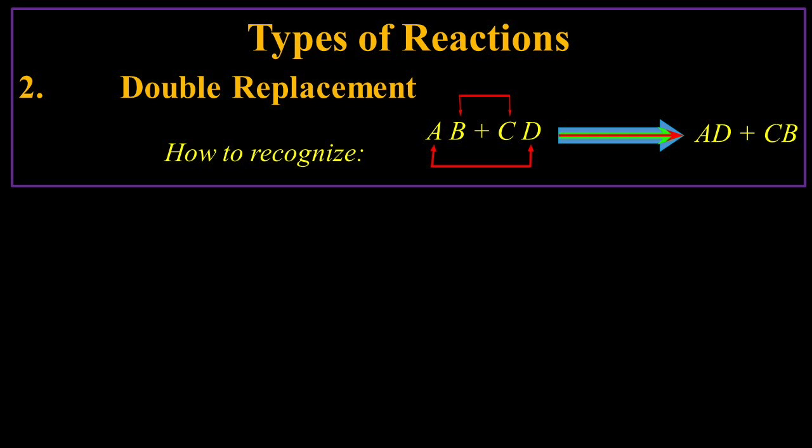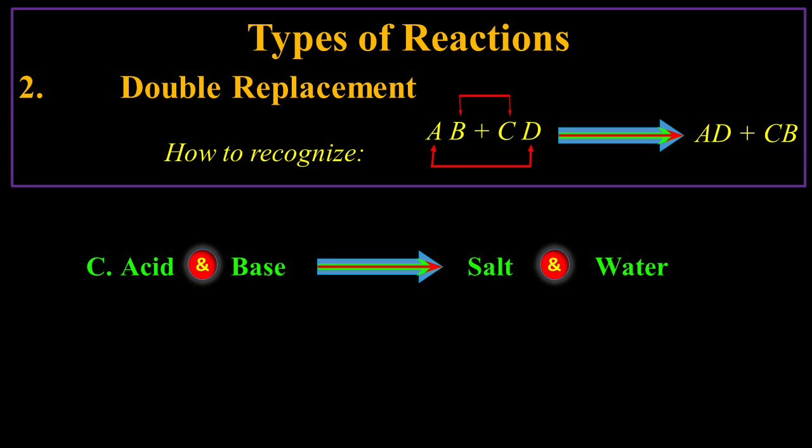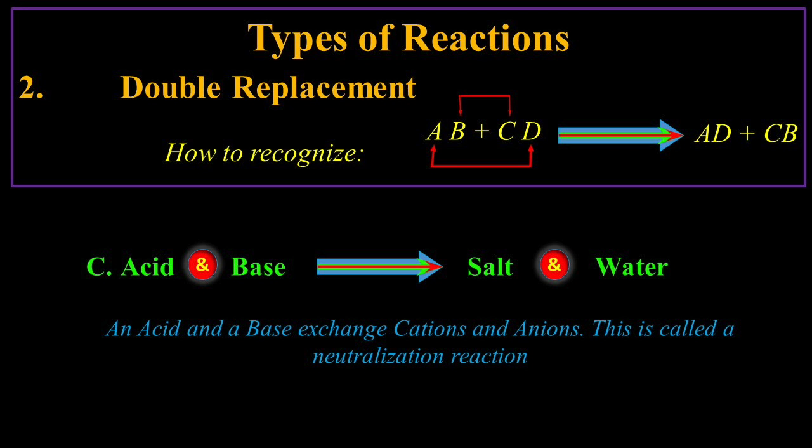So let's look at a different type of double replacement reaction called a neutralization reaction. Really, in a neutralization reaction, an acid plus a base yields a salt and a water. The A and D are combining, and the C and the B are combining. So you're taking an acid and a base and neutralizing them into a salt and a water. You make the acid and the base harmless, so it's called a neutralization reaction.